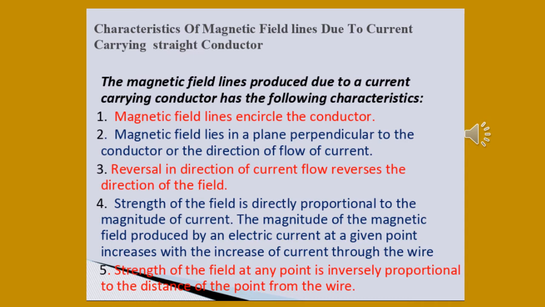The strength of the field is directly proportional to the magnitude of current. More is the current, more will be the strength of magnetic field. Strength of the field at any point is inversely proportional to the distance of the point from the wire. More is the distance, less will be the magnetic strength.